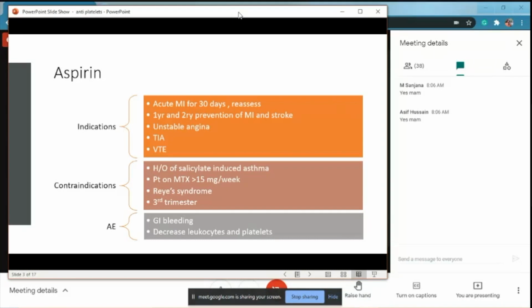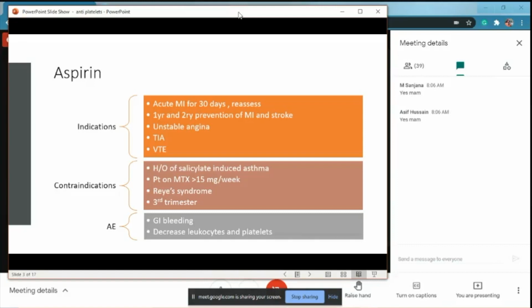Right, now it's contraindicated in the third trimester of pregnancy. Why? Because it can lead to early closure of the ductus arteriosus. And also it can cause renal and hepatic impairment, which I haven't included in this list.